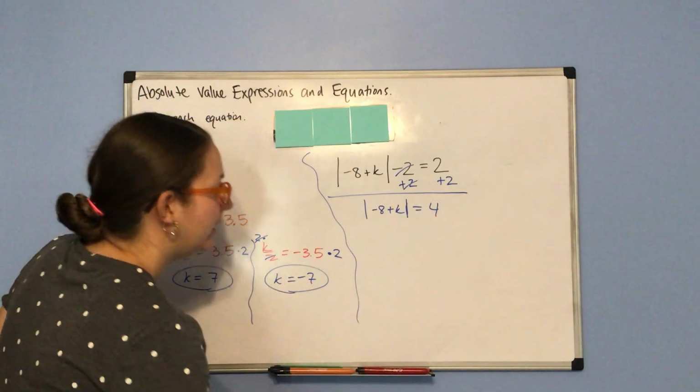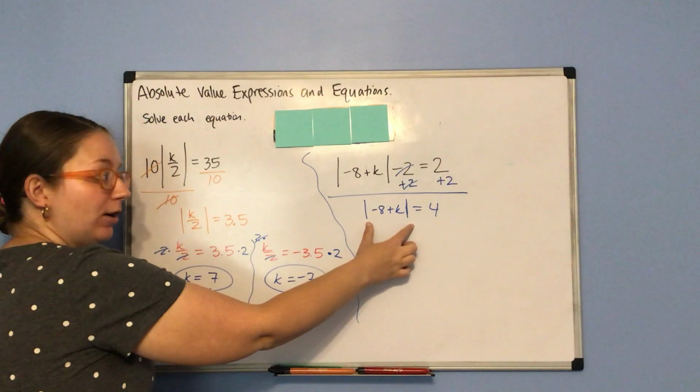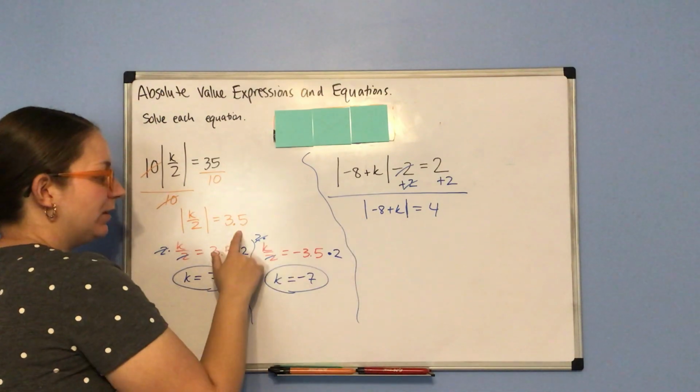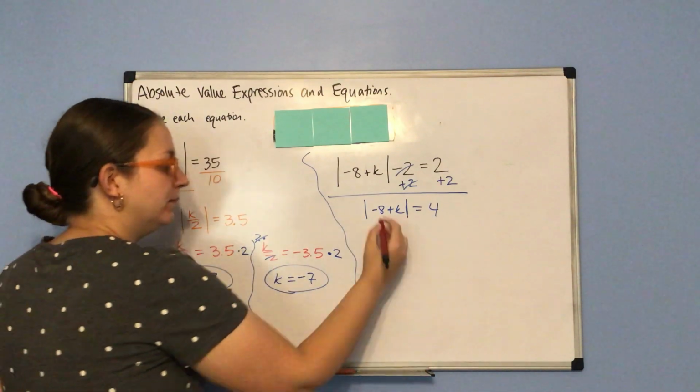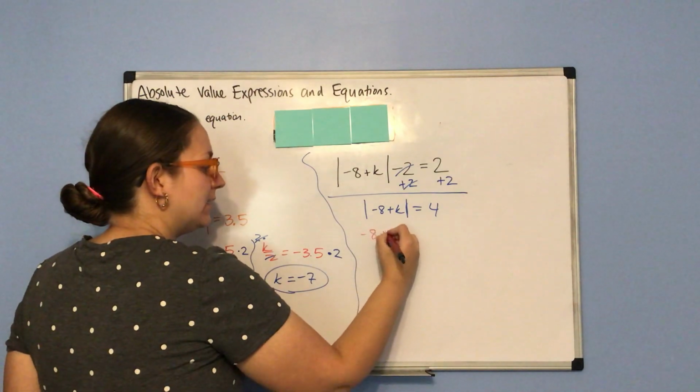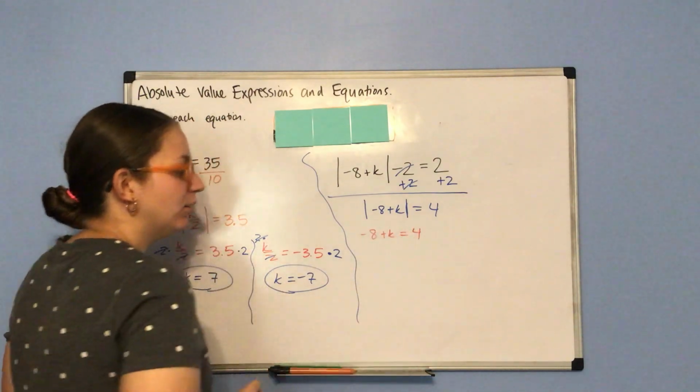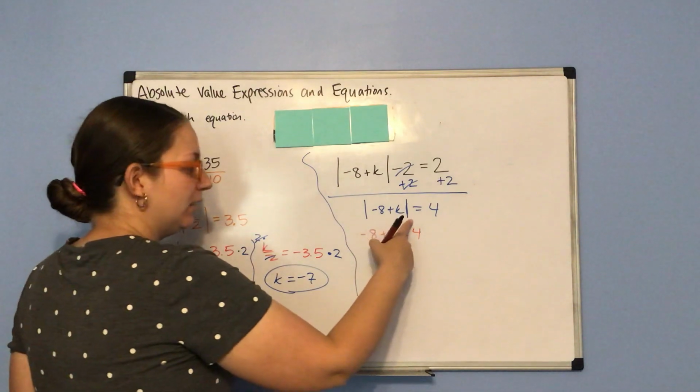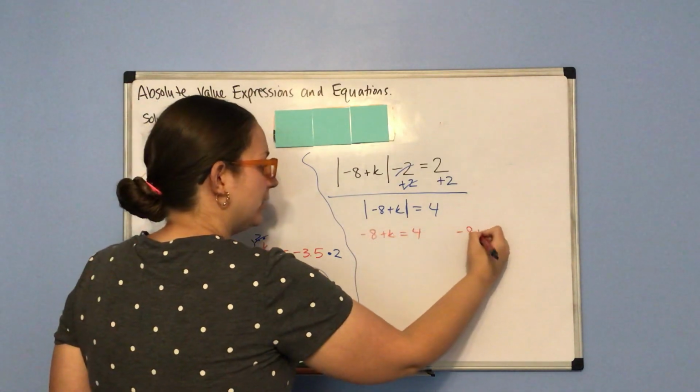Now, since I have the absolute value stuff all by itself on one side, I need to split it into two equations like I did back here. The first equation is going to look exactly like this, just without the absolute value bars. The second equation, I'm going to turn that into a negative 4.